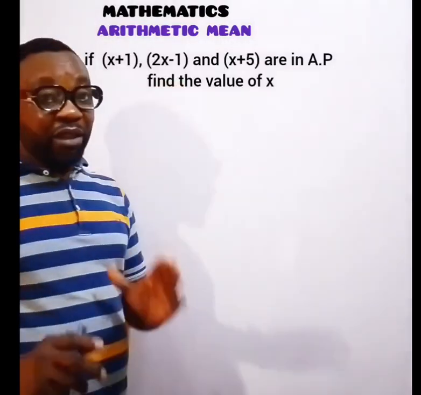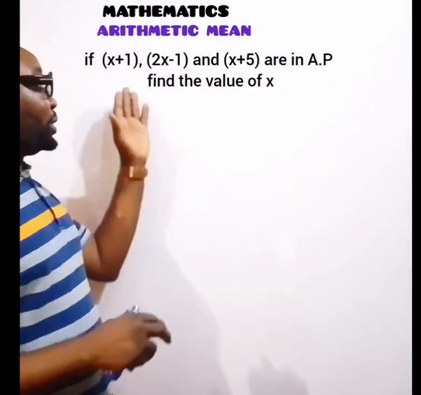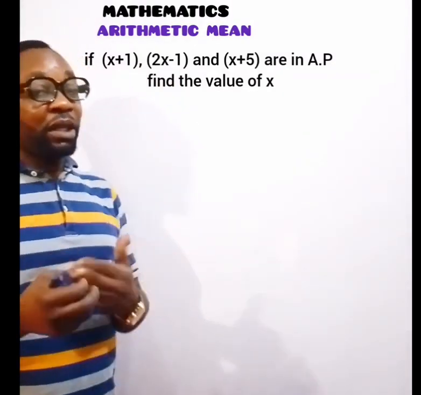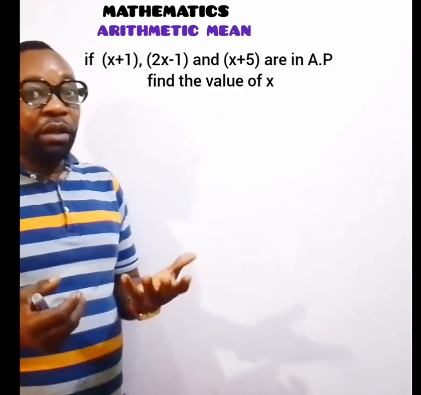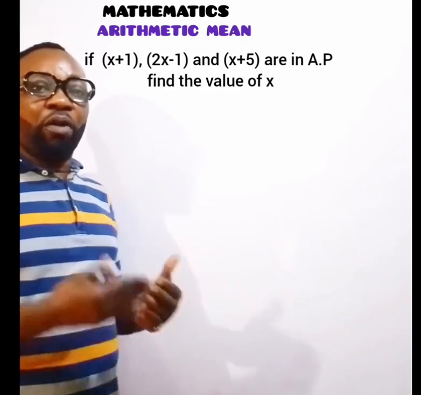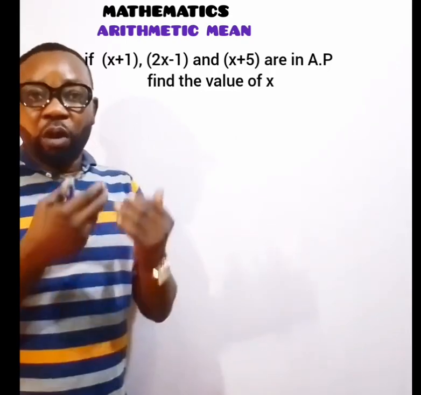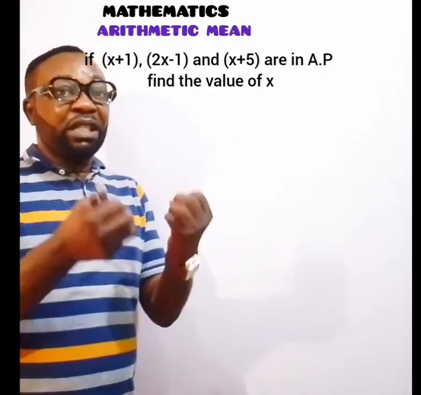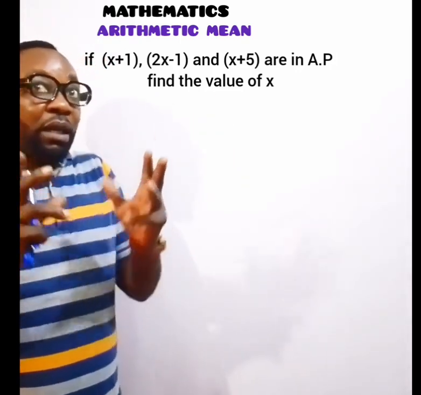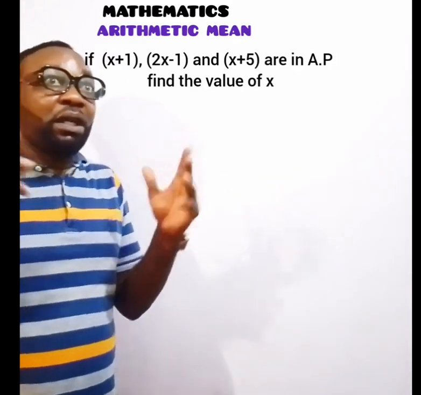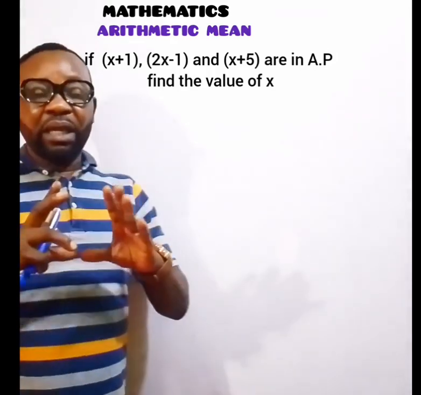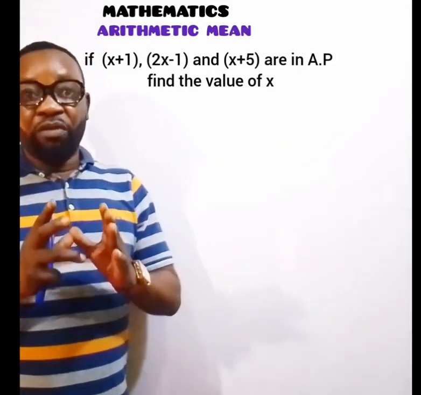We are still on arithmetic mean, but the way the question is given here, it doesn't mention anything like arithmetic mean, but you can see that the terms are in order of 3 consecutive terms. So you have to apply the method of arithmetic mean in solving this question. If you go otherwise and look at it from the angle of how do I solve it, it might be a little bit tasking for you. But in this case, let's apply the method of arithmetic mean.